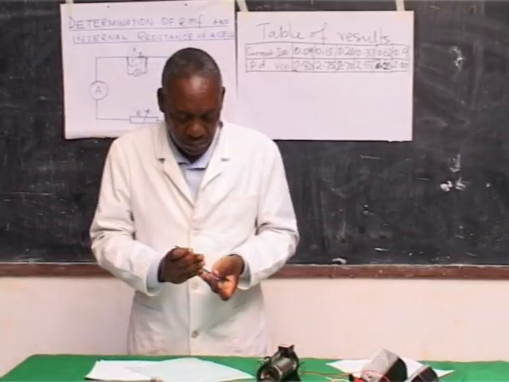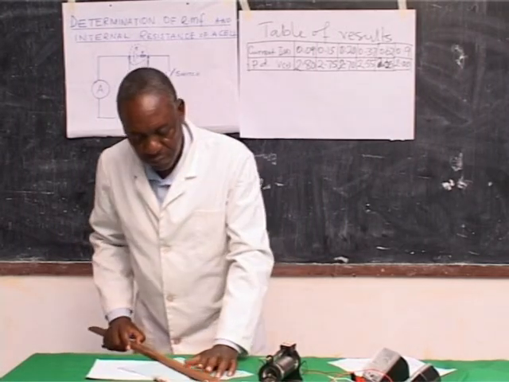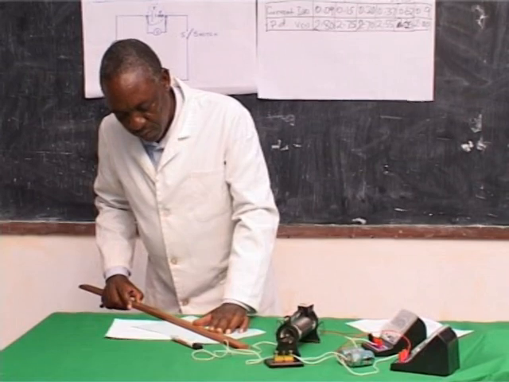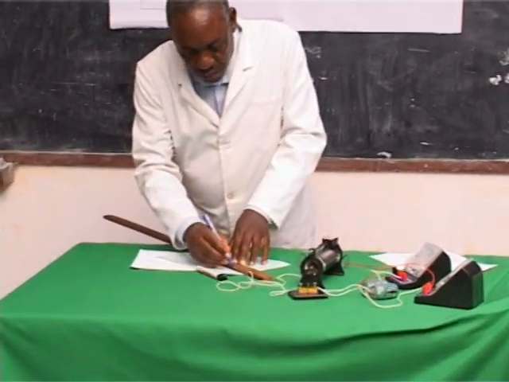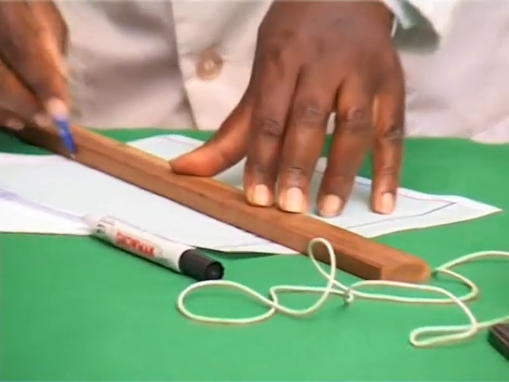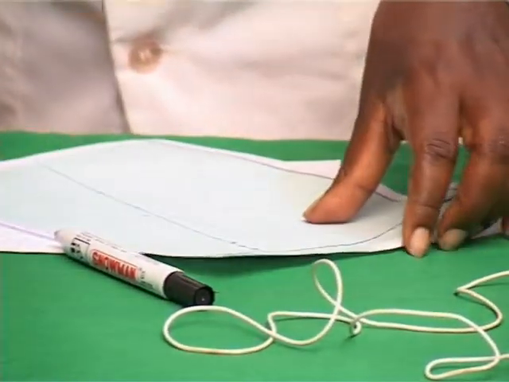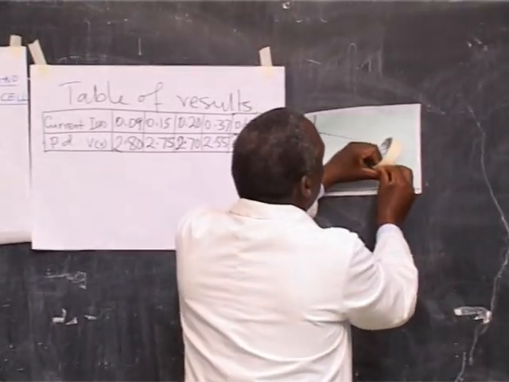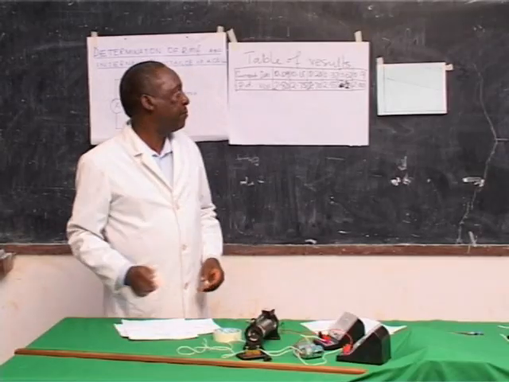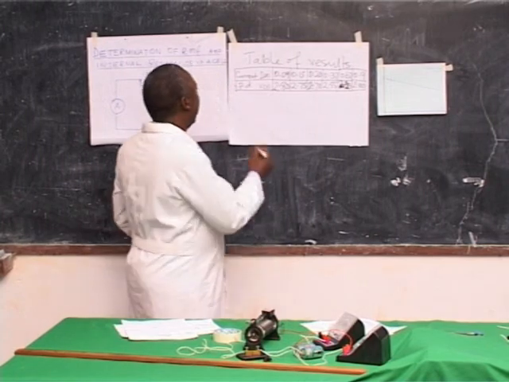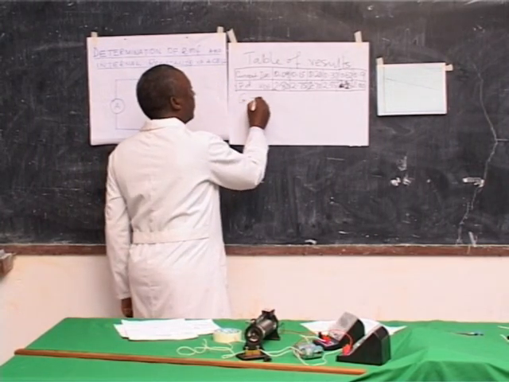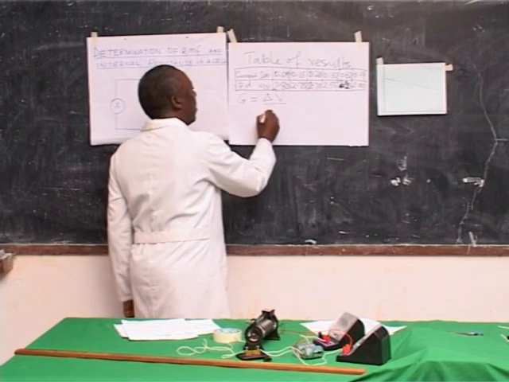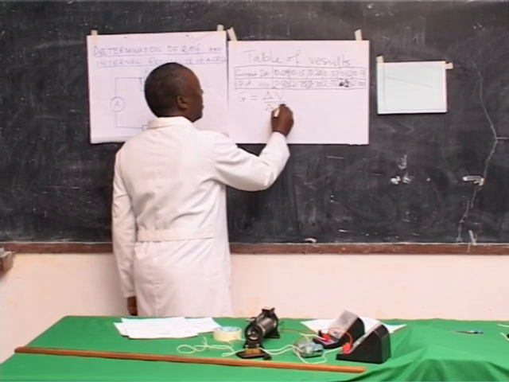Now, after obtaining these results on the table of results, use the results to draw the graph of potential difference versus current. In the interpretation of the graph, we find the gradient of the graph to be the change in potential difference over change in current.